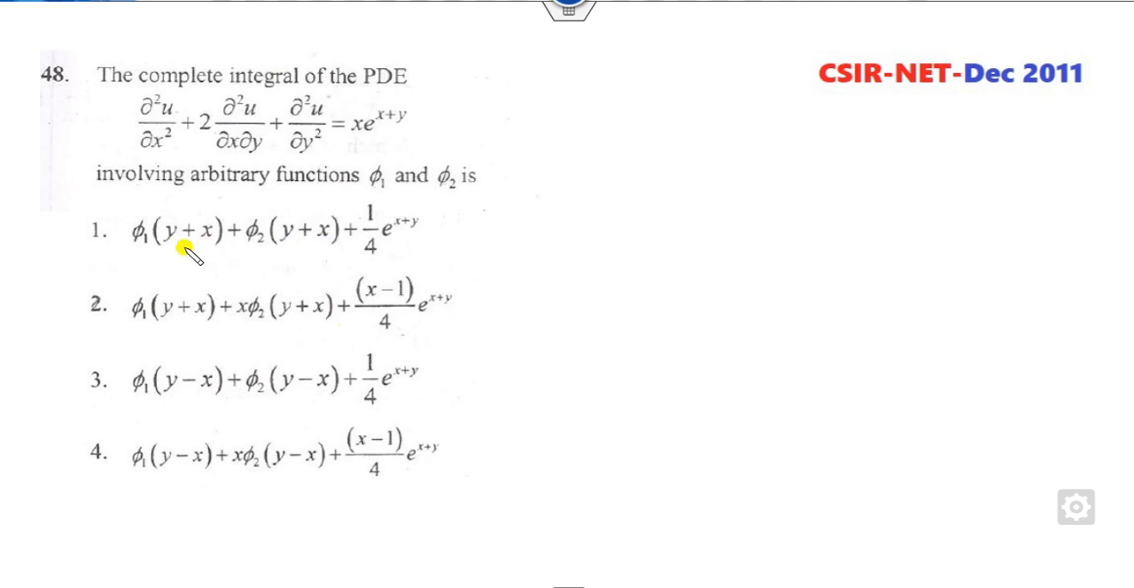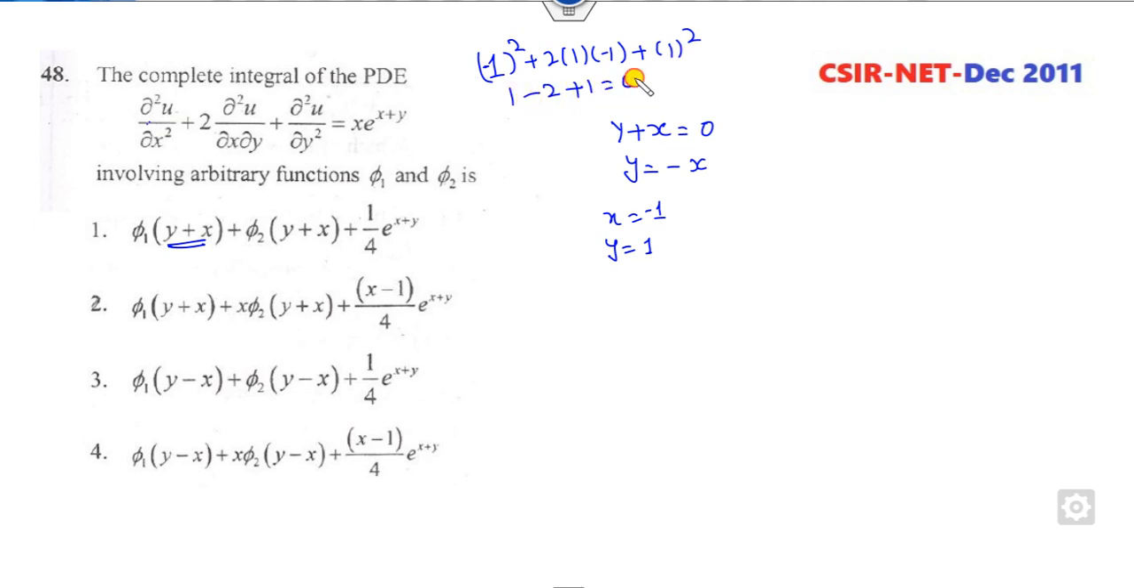Look at this one. Again, we will apply the same shortcut trick here. So you can put y plus x equal to 0, so y is equal to minus x. I can put the x coefficient as minus 1 and y as plus 1 here. So this is plus 1, 1 squared, minus 1 squared, plus 2 times 1 times minus 1, plus 1 squared. So it is 1 minus 2 plus 1, which is 0. That is satisfied. It means this option is also satisfied.